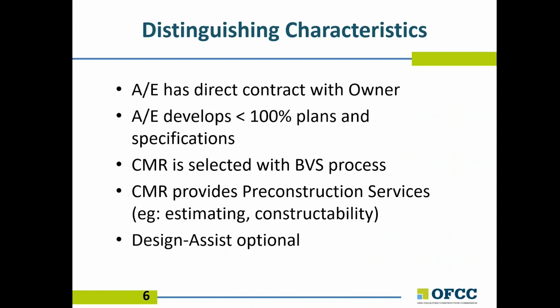The CMR can be selected early in the design phase and provide pre-construction services, such as estimating and constructability reviews. There is also the option to use Design Assist, which involves specialty trades early in the design process. Instead of publicly bidding, the CMR provides a guaranteed maximum price, or GMP, which is open book, meaning pricing transparency for the owner.